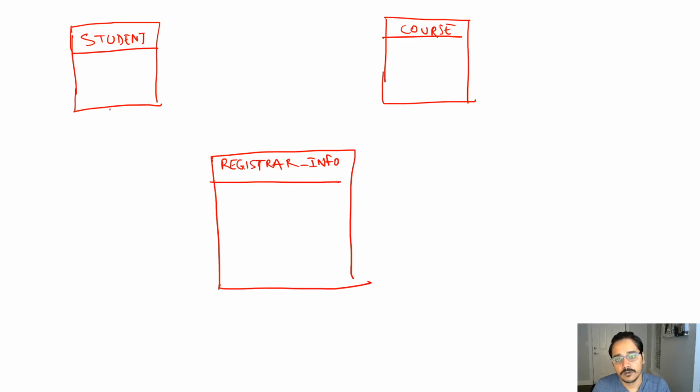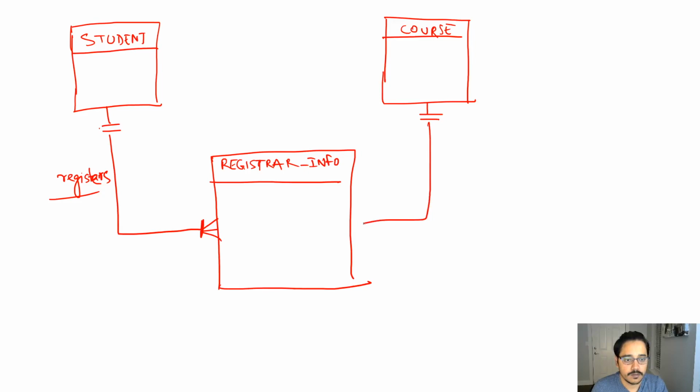So now this entity will have a 1 is to M relationship, and that relationship will be registers, or enrolls. And this will have a 1 is to M, and let's say it has, okay, or something like this. If you can come up with a better label, that will be great.